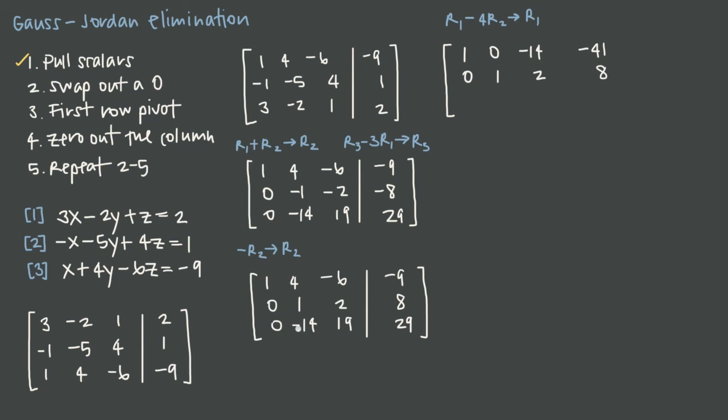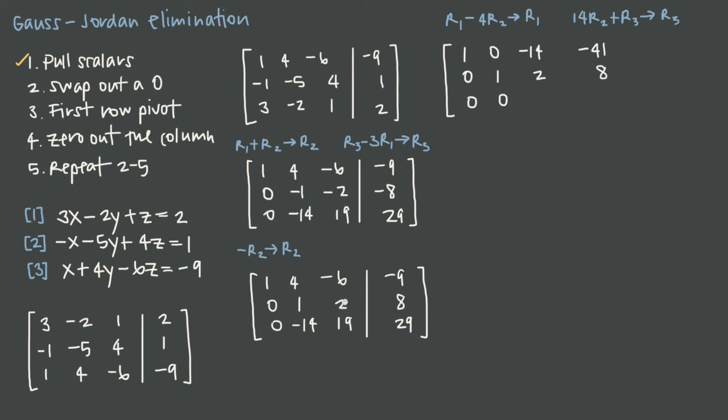And then the third row, to get rid of this -14, we want to add 14 times row 2 to the third row. So that row operation will be 14 times the second row plus the third row is going to replace the third row. So we'll say 14 times 0 plus 0 is 0 plus 0, or 0. 14 times 1 plus a negative 14 is 14 minus 14, or 0. That's the 0 that we wanted.